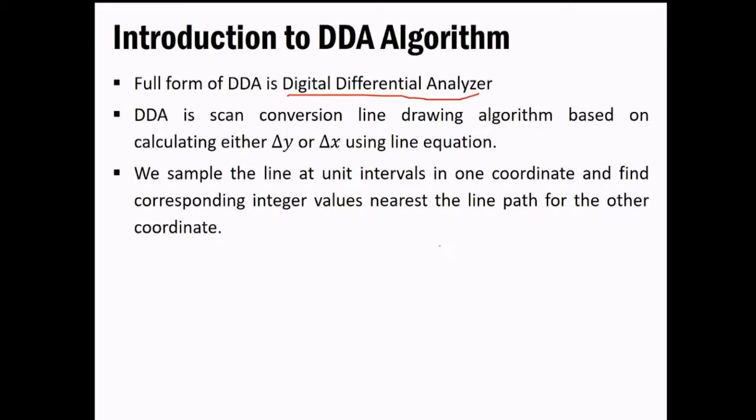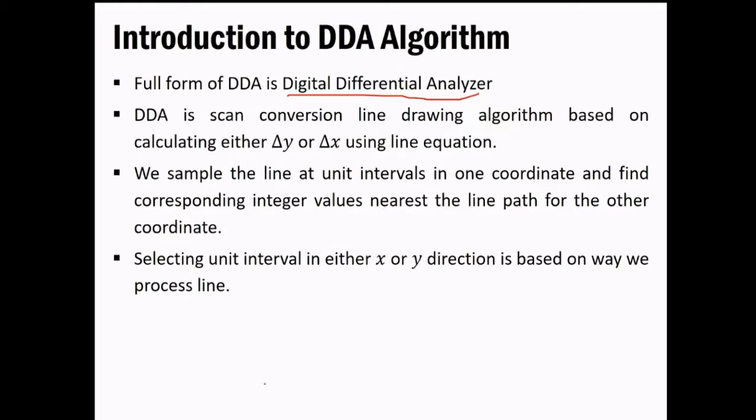Okay, so if we are proceeding in the delta y direction or delta x direction, we'll be able to get the related pixels or the related coordinates as well, based on the equations that we have. So we have to start with a particular direction, and based on that direction we'll be able to calculate the opposite or corresponding coordinate as well. Selecting the unit interval in either the x or y direction is based on the way we process a line. As I told you, based on the information that you have with you, based on that only you will be able to make the decision.